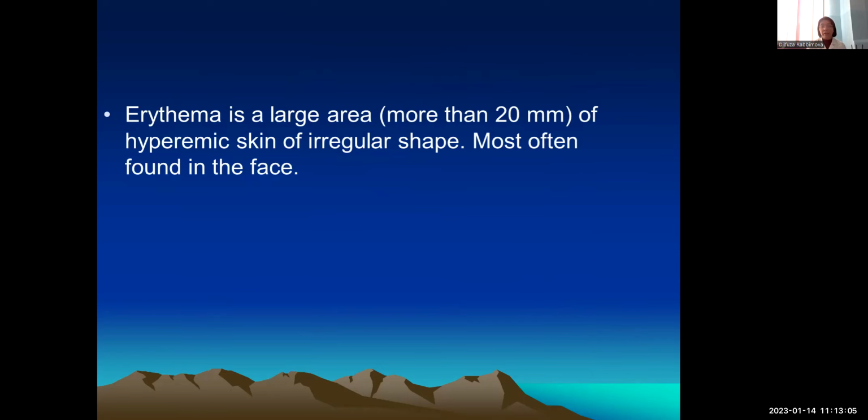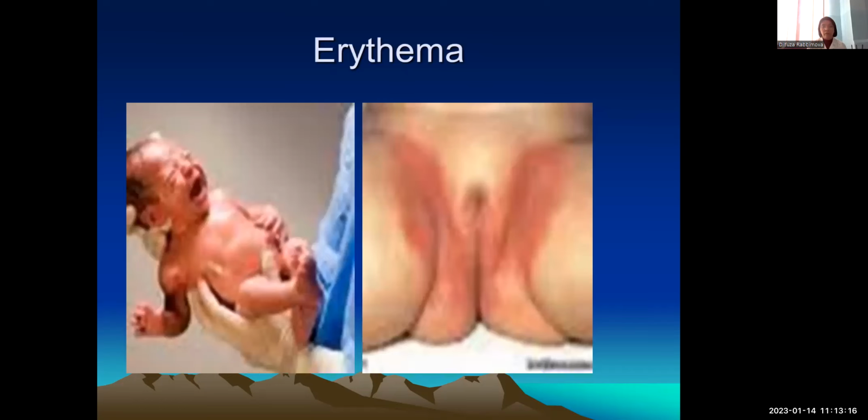Erythema is a large area, more than 20 millimeters, of hyperemic skin of irregular shape, most often found on the face. For example, erythema in baby with contact dermatitis.